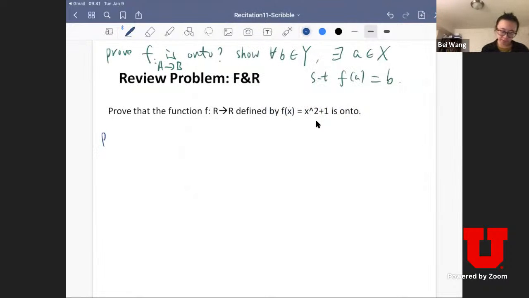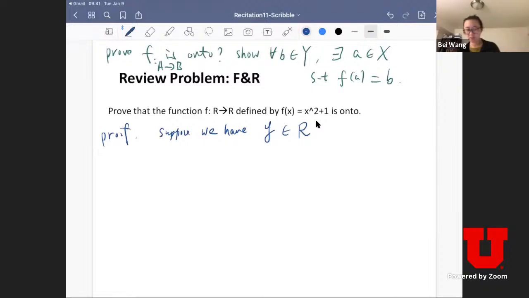So here's my proof. To start, I need to assume there exists an element in the codomain. So in this case, I'm going to say, suppose we have y in the codomain. Okay.